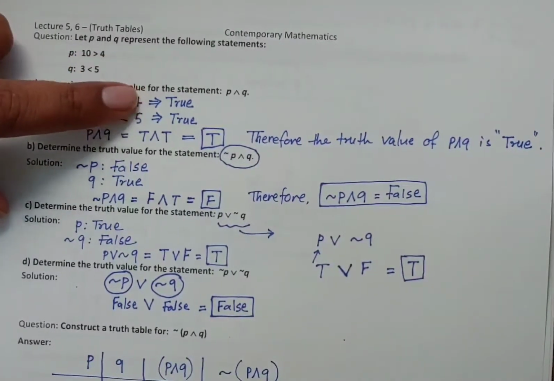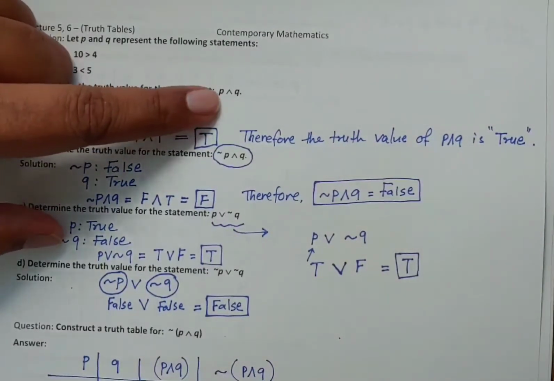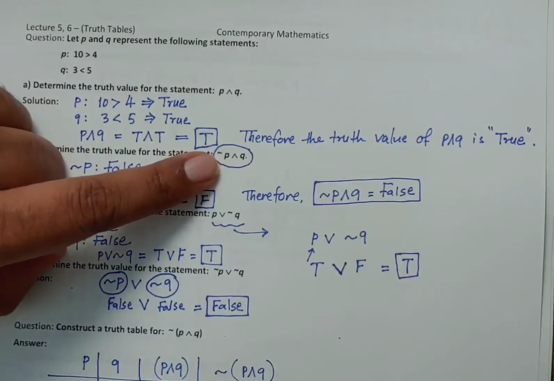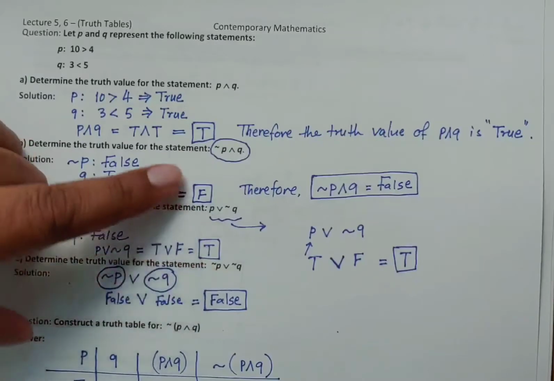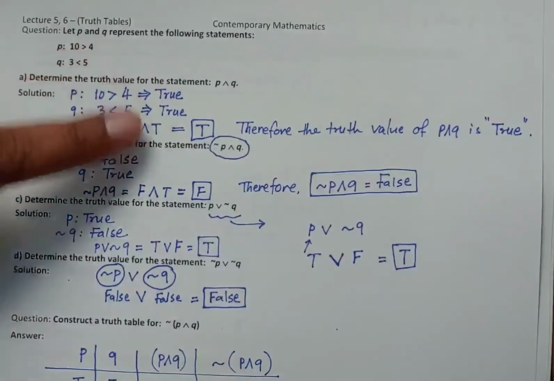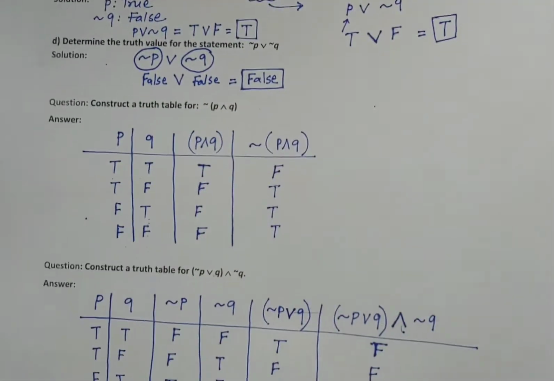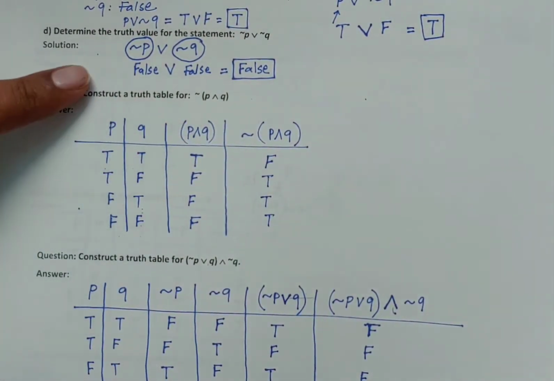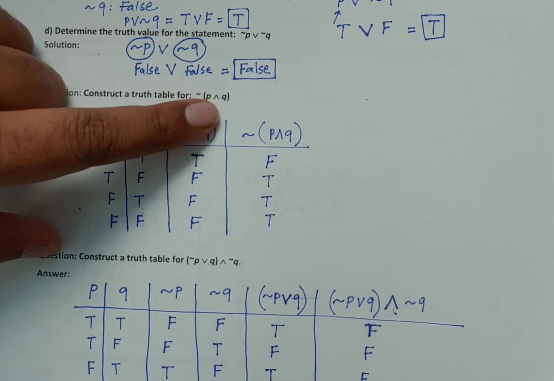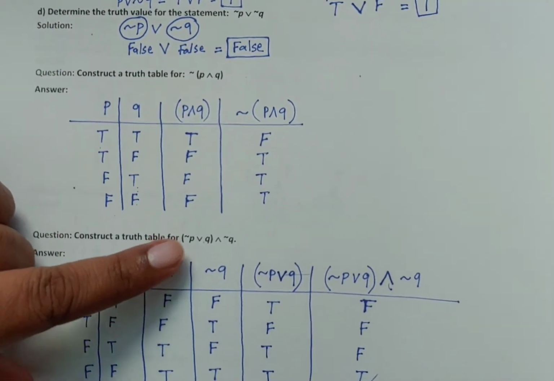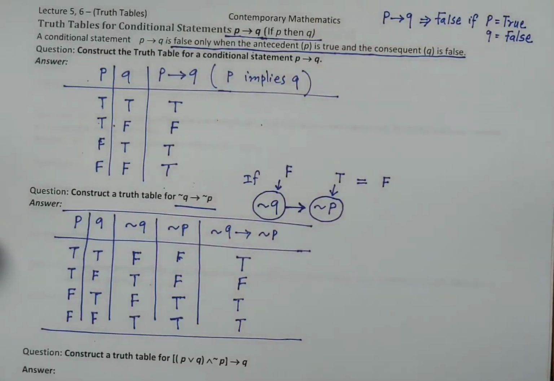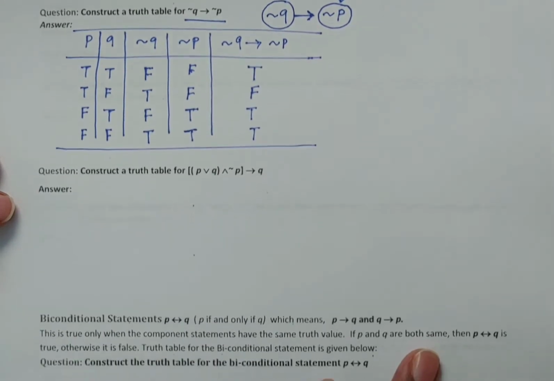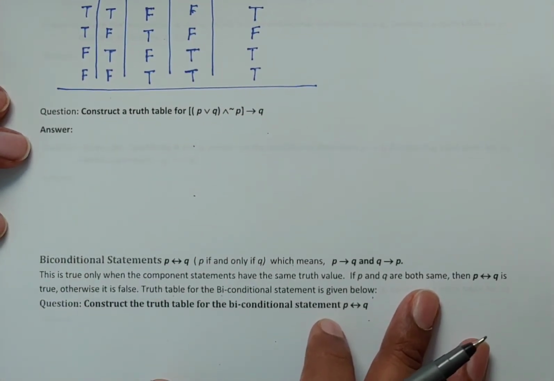We also did some other questions where we got the truth values of these statements: negation of P and Q, P or negation of Q, negation of P or negation of Q. Then we did the truth tables for negation of P and Q, and also negation of P or Q and negation of Q. So we completed these things before. Now in the sixth lecture, I'm going to continue with the lecture note and solve the remaining questions.